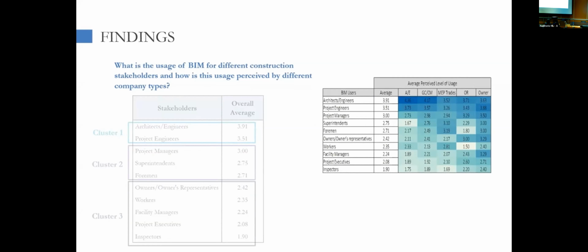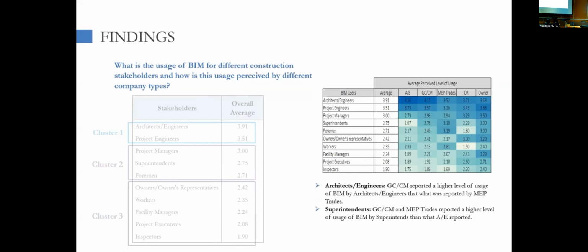Again, the darker the color, the higher the average level of usage of BIM. The analysis of this heat map showed that the respondents working for different types of companies have, on average, a similar perception of the level of usage of BIM, except for the following 3 stakeholders. First, architects and engineers working in GCCM companies reported a higher level of usage of BIM compared to architects and engineers who work in MEP trades. Also, superintendents who work in GCCM and MEP trades reported a higher level of usage of BIM than superintendents who work in architecture engineering firms. And last but not least, foremen working in MAP trades reported a higher level of usage of BIM than foremen who worked for GCCM.